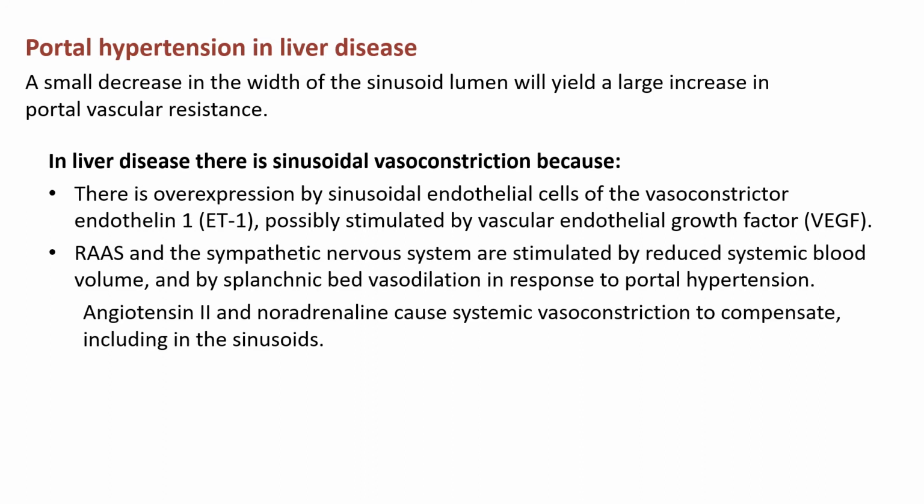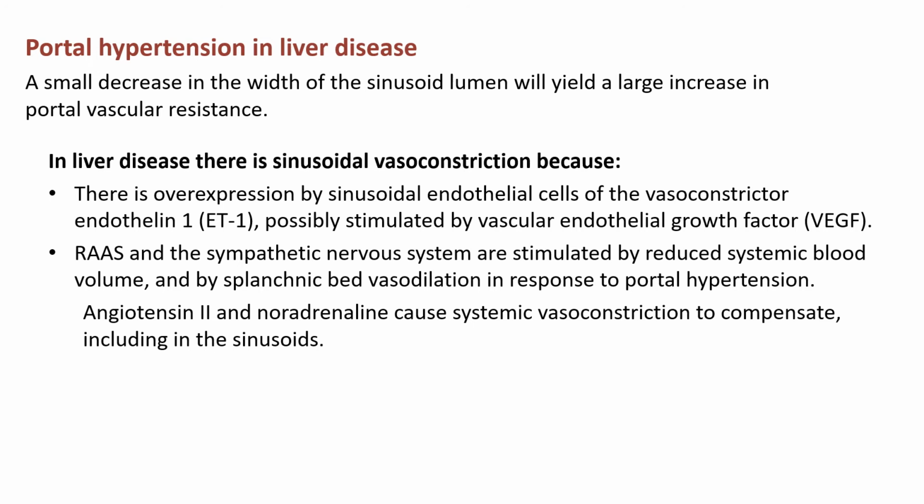RAS and the sympathetic nervous system are stimulated because you start to get a reduced systemic blood volume. It's all being held up by the liver, it's not returning to the heart, so we've got a bit of a blockage in the system. That blood volume drops, it's picked up on glomerular filtration by our juxtaglomerular cells who activate RAS. RAS recruits, of course, the sympathetic nervous system as well, which can also be recruited by the baroreceptors.